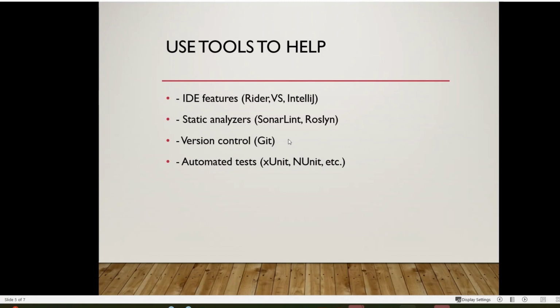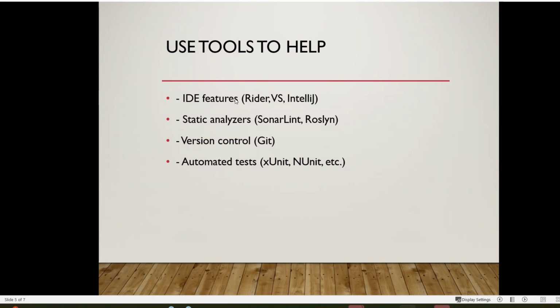The other thing that we can use is some tools which will not completely help us, but will definitely help us to understand the behavior of the code and try to identify some bottlenecks associated with that legacy code. Some IDE features in Rider, VS, IntelliJ will help us in the process of understanding the code. There are also static analyzers out there like SonarLint and Roslyn, which will point out flags or warnings in our code, or bad code practices that went into our code base.